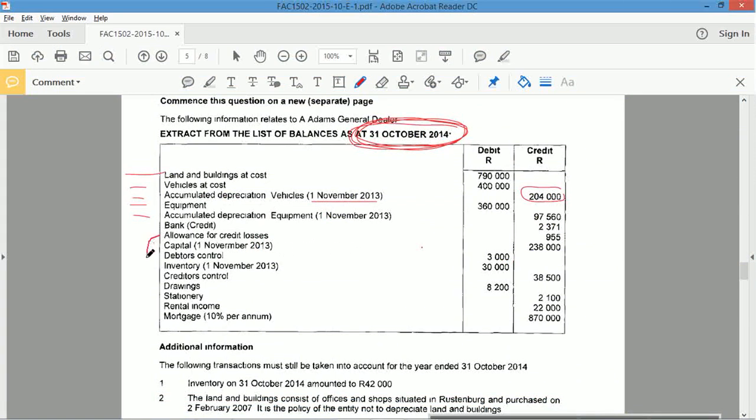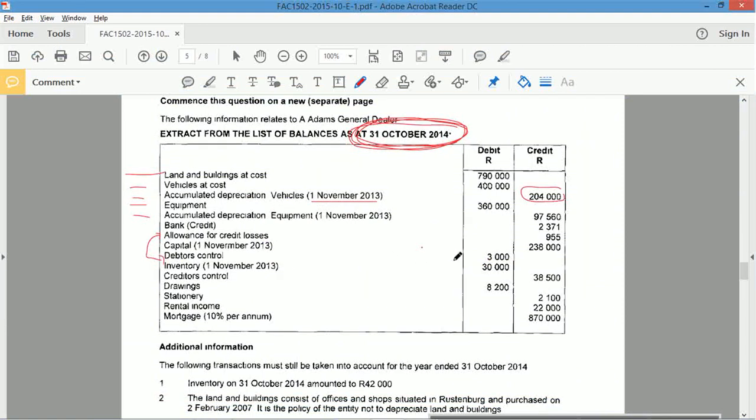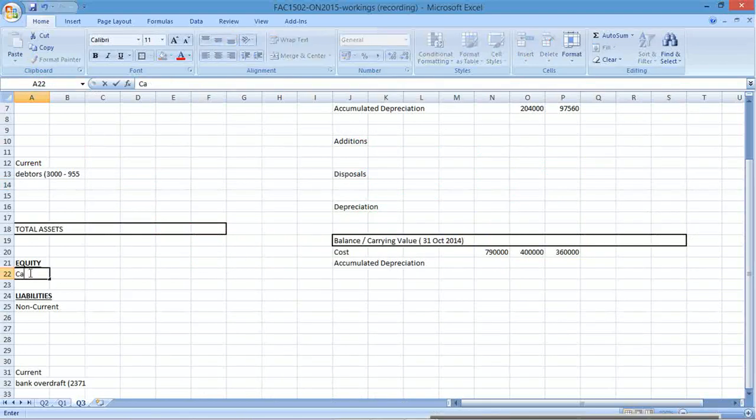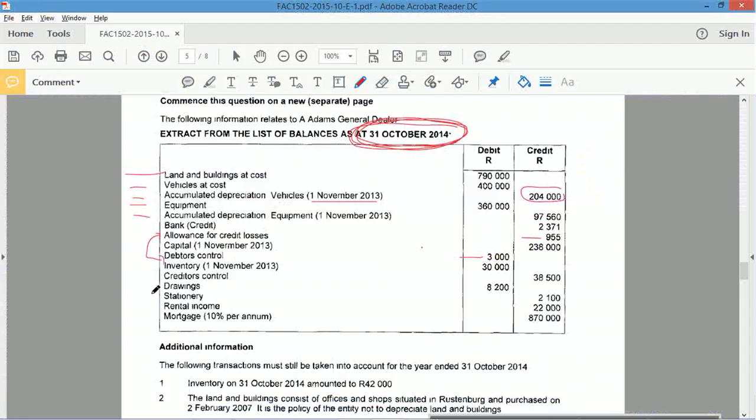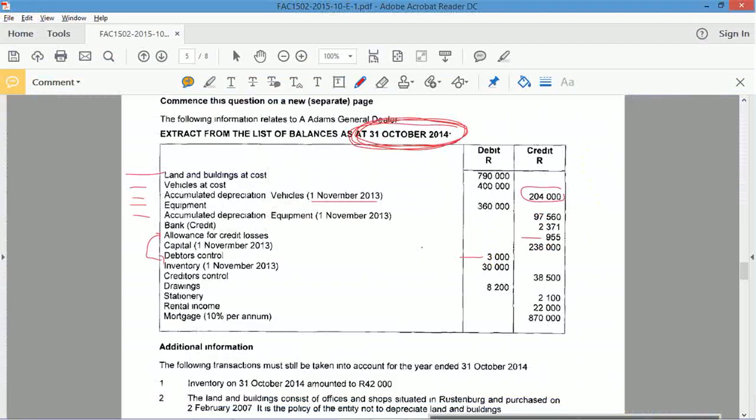So I need, where's my debtors? There's my debtors. I need those two. Okay, so debtors 3,000. 3,000 minus 955, current assets. Okay, capital, 1st November, that's opening balance, that's equity. Capital, open brackets, 28238. 238, 123. Okay, that's done.